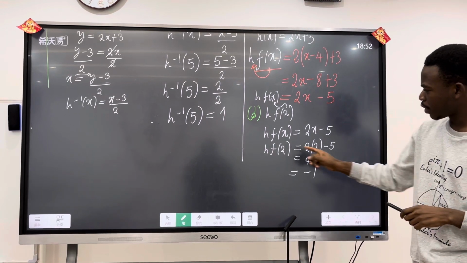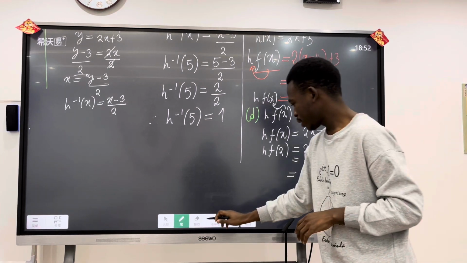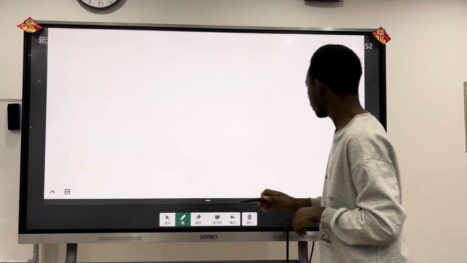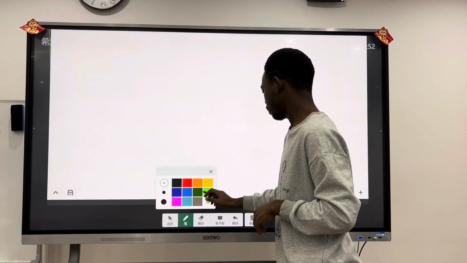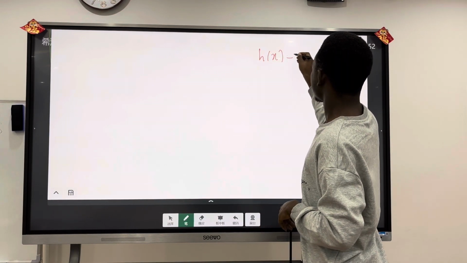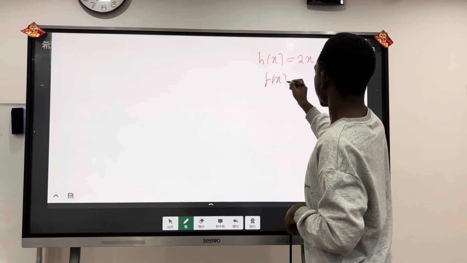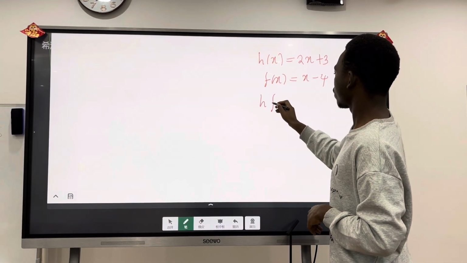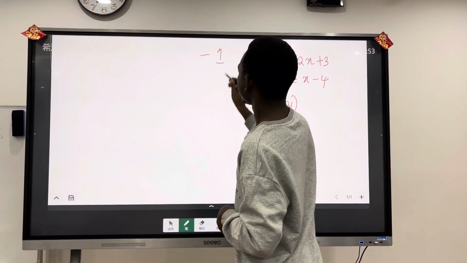I have another method that you can use for this. You want to find h of f of 2. So let me just use the other marker in the other screen here. Okay, so what we know is h of x is 2x plus 3. F of x is x minus 4. The question says find h of f of 2. Let's save the answer. The answer to the previous question was negative 1.